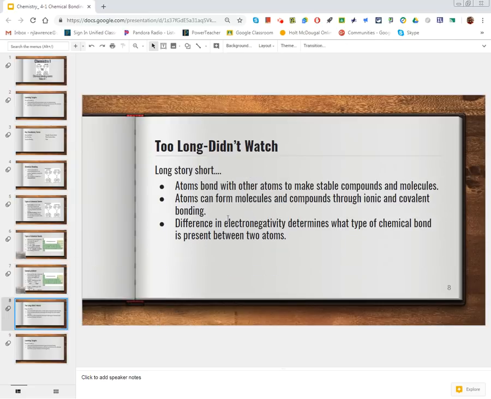Pretty easy idea. Atoms bond with each other to make a more stable compound or molecule. Atoms can form molecules or compounds through either ionic or covalent bonds. Remember, molecules come from covalent bonds. Compounds come from ionic bonds. And when we look at the difference in electronegativity, that determines what type of chemical bond is there.